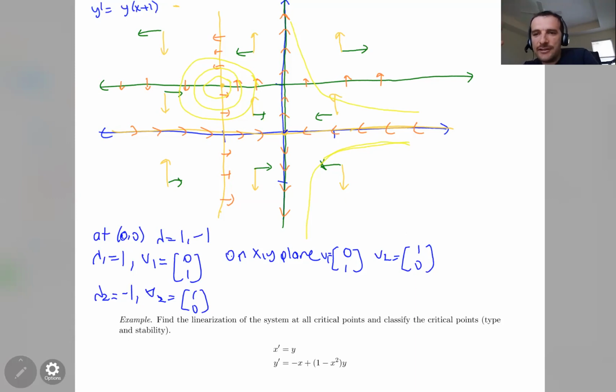So this is how you find the phase portrait of a nonlinear ODE system, okay? And in the next example, I will work on another system this time and try to classify the critical points. But let me stop here for now, okay? So I will see you in the next video.